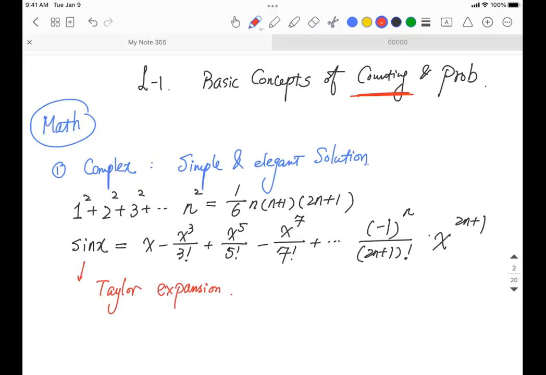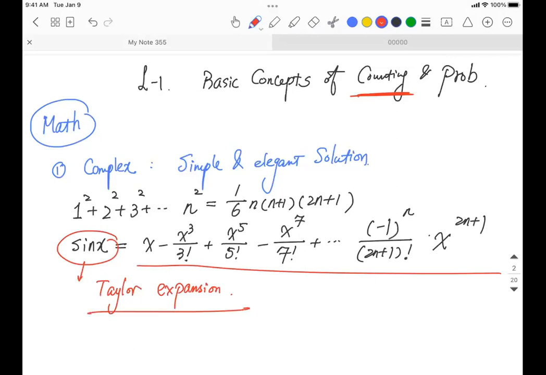Okay, it means that any kind of formula, any kind of function, can be expressed using a combination of a bunch of polynomials. See, x cubed, x5, x7, so on and so forth. These are all different kinds of polynomials, right? Any kind of functions, not only sine x, you give me cosine x, ln x, whatever, all of this could be represented using a bunch of polynomials. This is what you're going to learn in your calculus Taylor's expression.